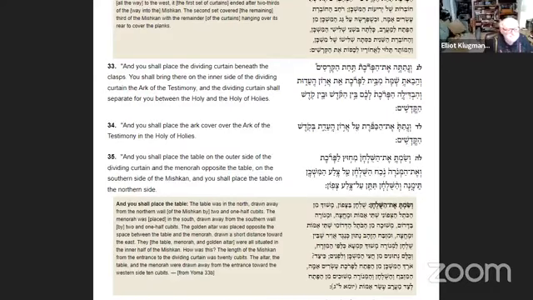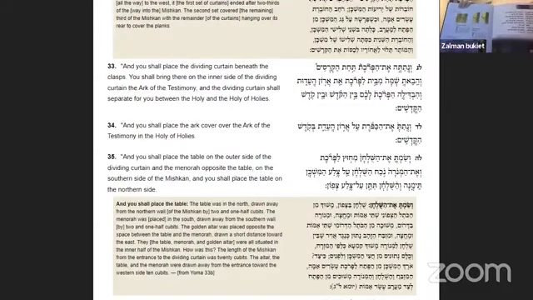Okay. Yeah. So now you can see the hooks onto the beams, and now you can see at the bottom picture how the pareches, the curtain, goes onto those hooks, and those beams are holding it up. Okay.